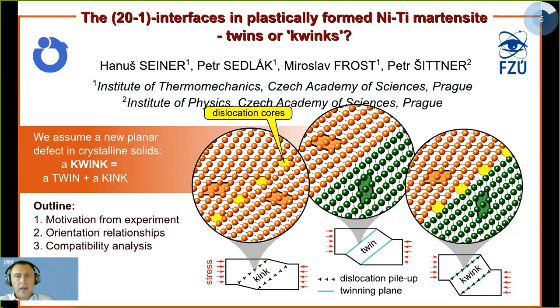So in my presentation, I will discuss the possibility whether the 20-1 interfaces, so-called plastic twins in nickel titanium martensite, are in fact twins or kwinks. And I will use different tools, like discussing the orientation relationships between the lattices over this interface, and also I will do my beloved continuum mechanics to reach the main result.